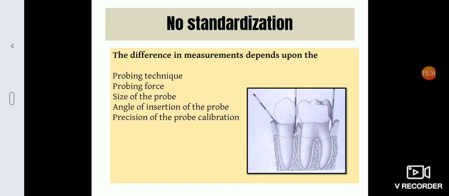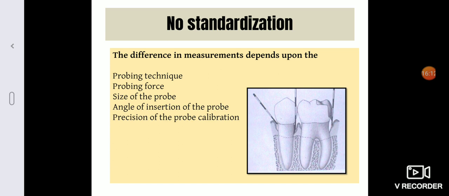Now, the difference in measurements of the probing depends upon several factors. First is the probing technique, which means how the probing is carried out, whether the technique is being carried out correctly or whether there might be some errors in it. Then the force used for inserting the probe into the gingival tissues, the size of the probe tip, which varies according to the different companies, and the angle of insertion of the probe.